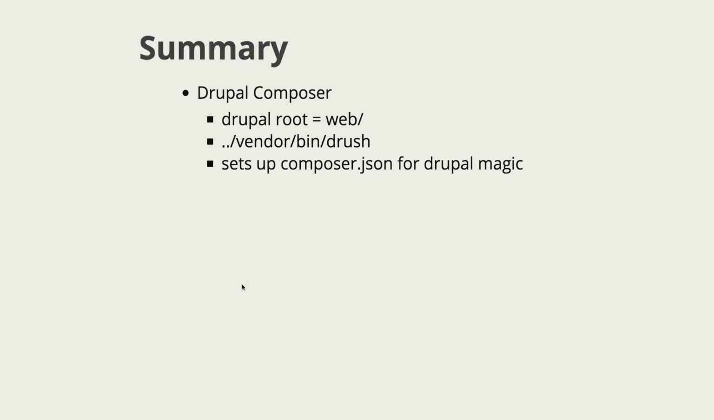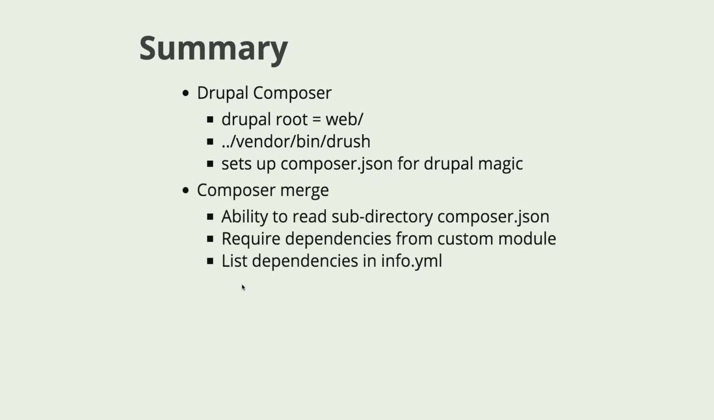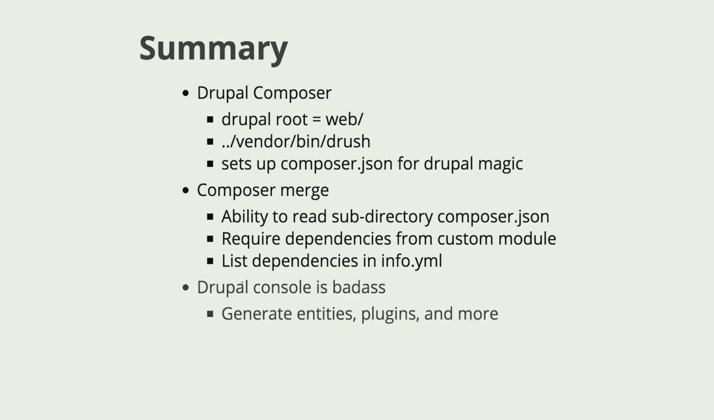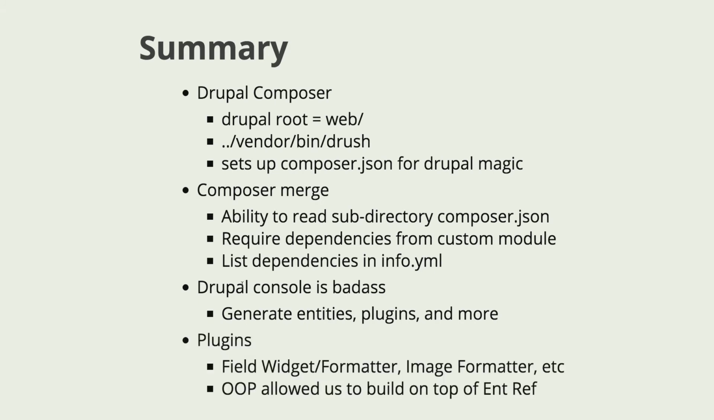It sets up composer.json to do some Drupal magic for you. Composer merge is one of those things that gives your project the ability to read subdirectory composer requirements. You can require dependencies for your custom module, and don't forget to list dependencies separately in your custom module's info.yml file. Drupal Console is badass. It will allow you to generate entities, plugins, and like I said, it overlaps with Drush in a lot of ways, but I don't take advantage of it as much as I could.